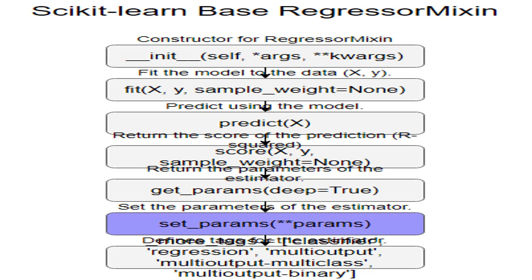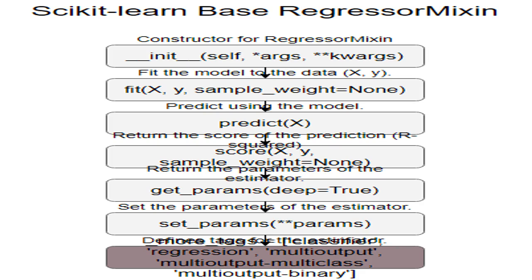Set params. This method allows modifying the parameters of the estimator by providing a dictionary of parameter names and their new values. Parameter setting. Tags classifier, regression, multi-output, multi-class, multi-output binary. Data flow. The updated parameters are applied to the estimator.